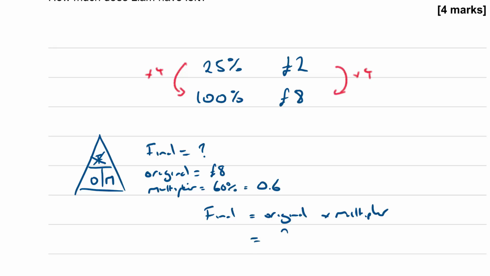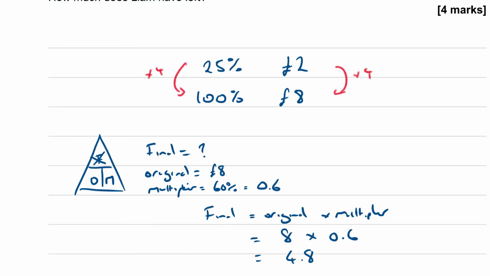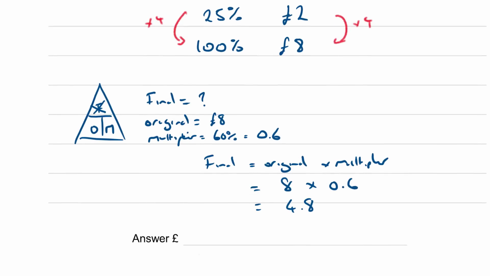So 8 times 0.6, which is, according to my calculator, 4.8. Now remember, this is money though, so we're going to have to write that as pounds and pence. So he's got £4.80 left.